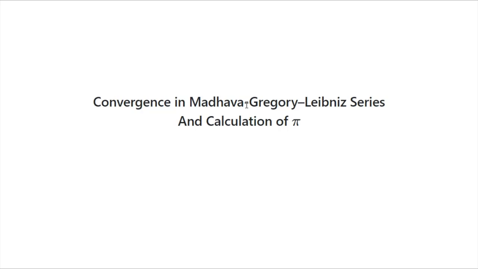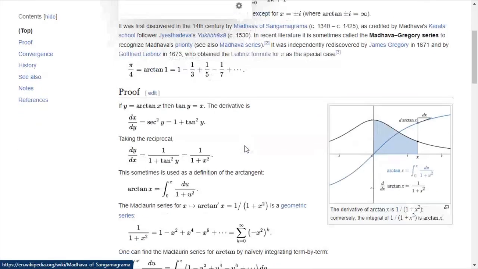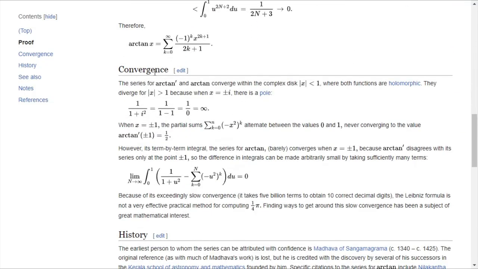Now this series is used to calculate the value of pi, but they say it is not fit for practical applications. If you go on the internet, to Wikipedia, and look at the Gregory series, at one point it says that because of its exceedingly slow convergence, it takes 5 billion terms to obtain 10 correct decimal digits. The Leibniz formula is not a very practical method for computing pi by 4. Finding ways to get around this slow convergence has been a subject of great mathematical interest.